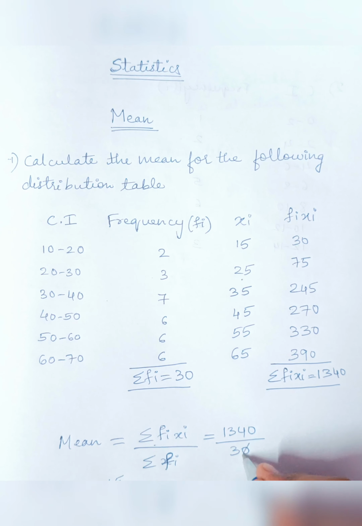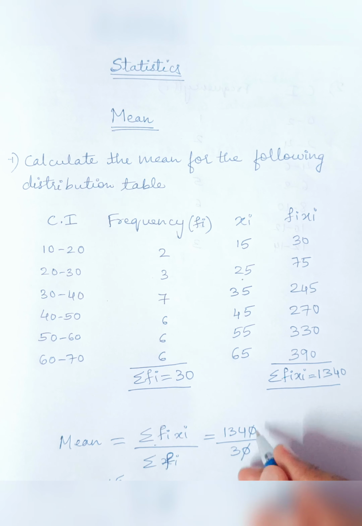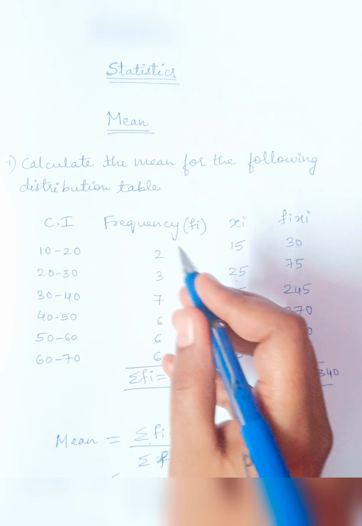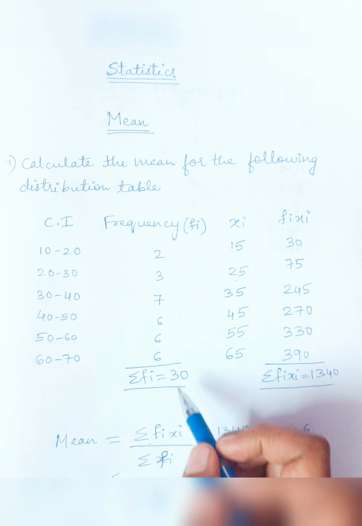Okay. So I am going to cancel these both zeros. Then if it gets simplified, then you simplify. If it is not getting simplified, then you divide it. If you want to write 44.66, or else even you can write it as 44.6. So this is the mean for the class interval and frequency given.